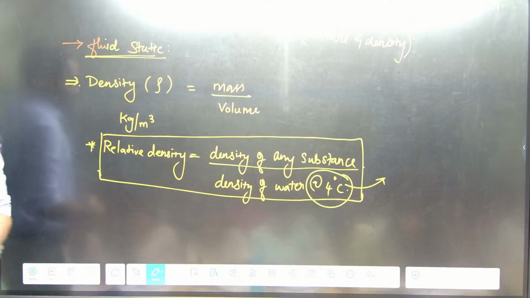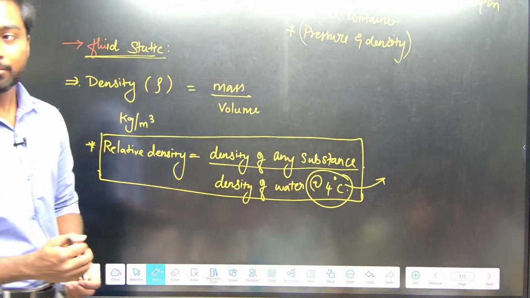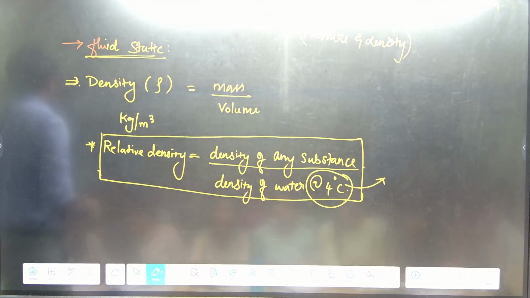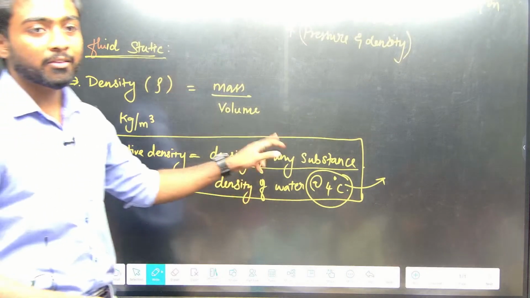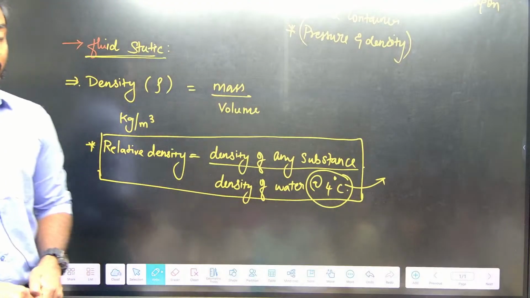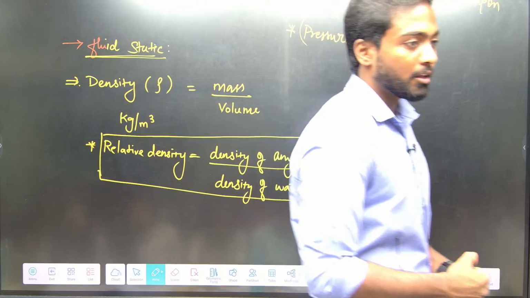So what is the SI unit of relative density? Relative density has no dimension and no units, because density by density gets cancelled out. So relative density doesn't have any dimension or any units.